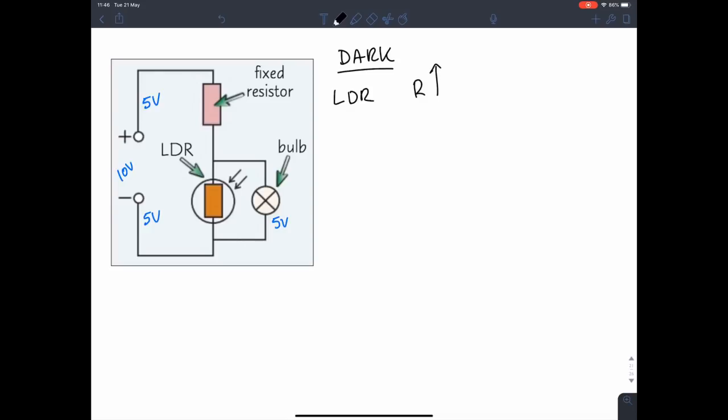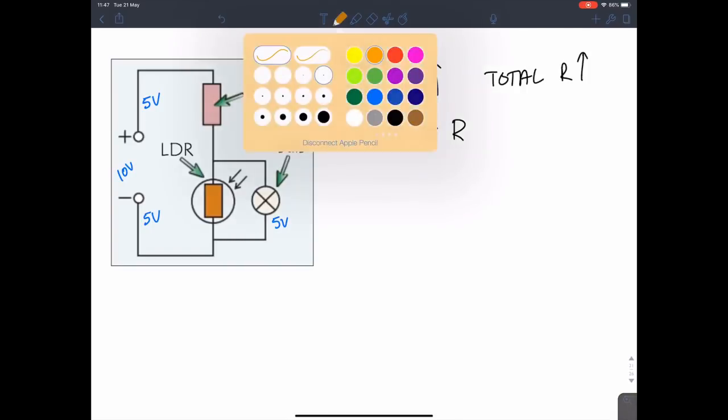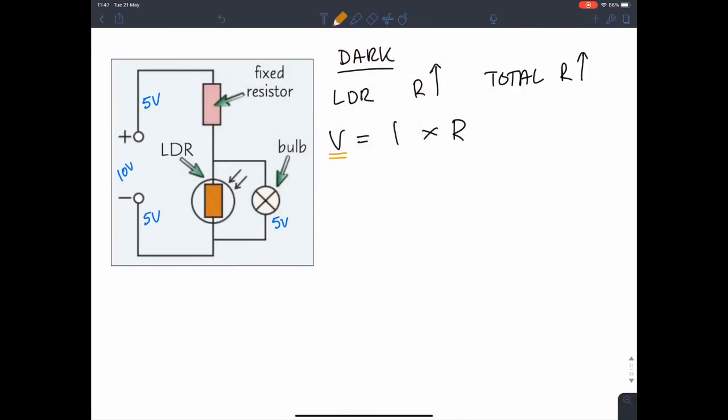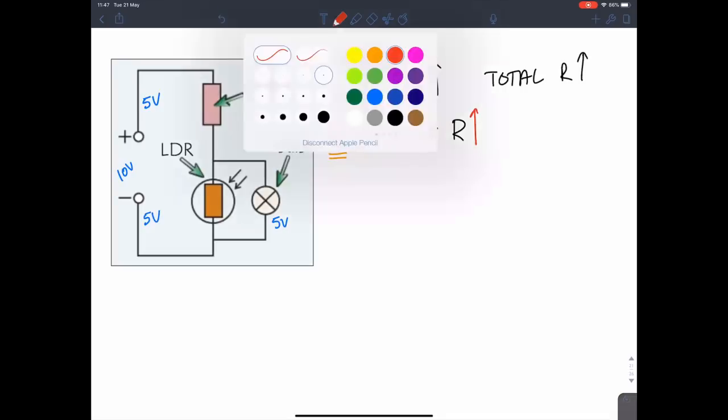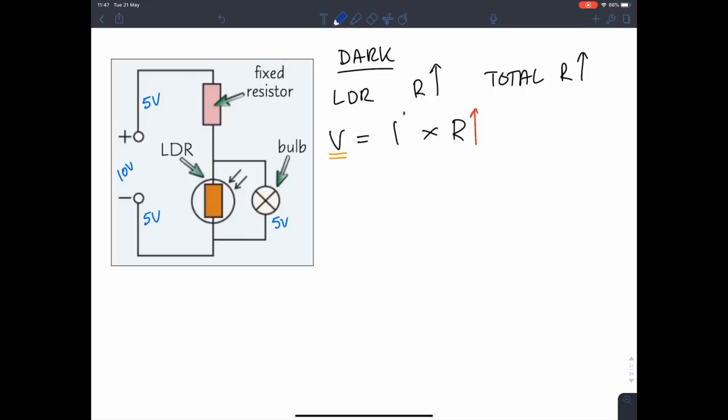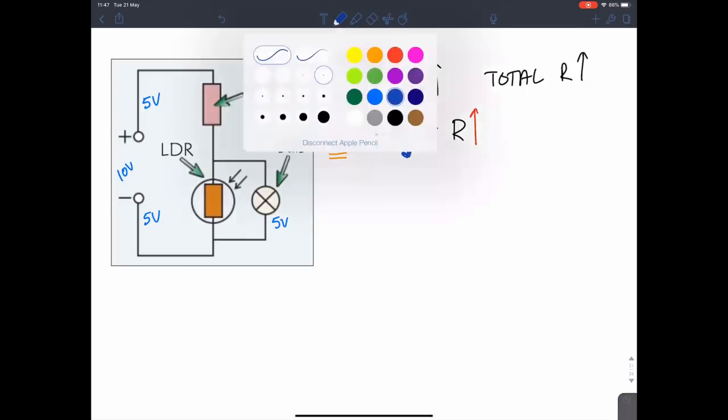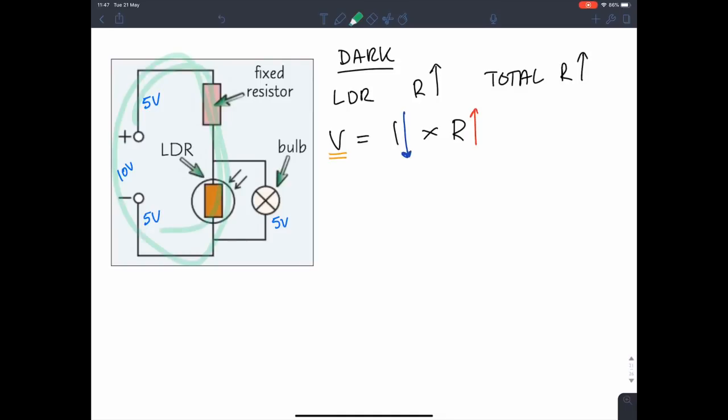When the LDR's resistance goes up, that means the total resistance in the whole circuit will also begin to go up as well. Now, we know the total voltage is equal to total current times total resistance. That's for the whole circuit. Since the total voltage is fixed at 10 volts, we know that V is not going to change. So if the total resistance R has increased, to ensure that V does not change, I has to decrease. So now we know that the total current in this whole circuit has decreased.